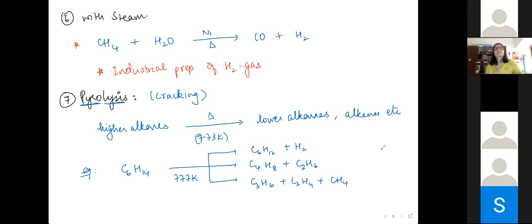That's what happens in petroleum. You know, rigs extract the petroleum, all the natural gases and things like that from the earth, and then you process it based on the requirement. The bigger compounds, you break them down into more useful smaller compounds.